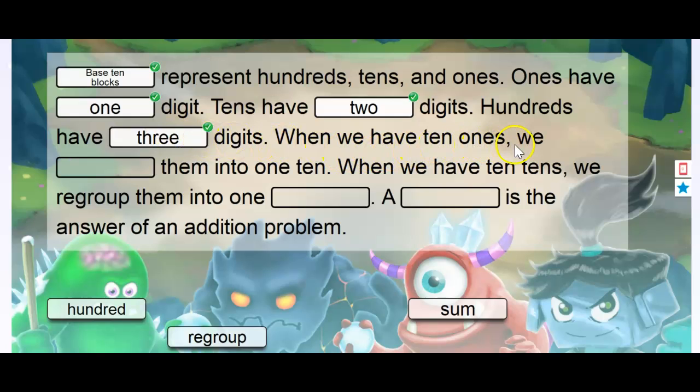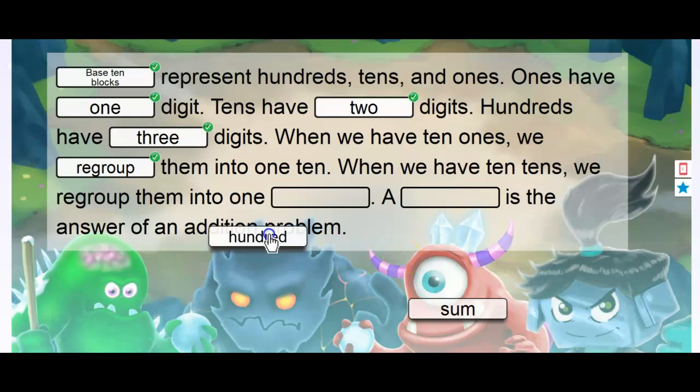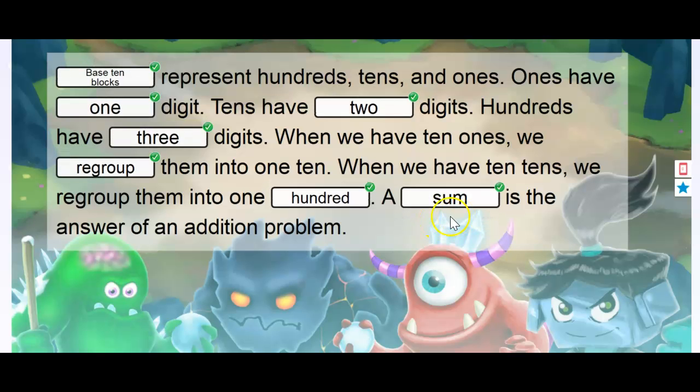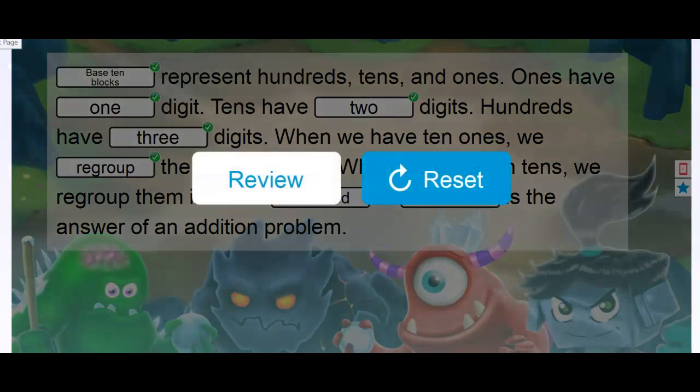When we have 10 ones, we blank them into 10. Yes, we regroup them into 10. When we have 10 tens, we group them into 1 blank. Yes, 10 tens are regrouped into 100. A blank is the answer of an addition problem. Yes, a sum is what we call the answer to an addition problem.